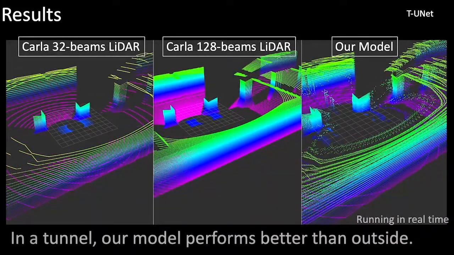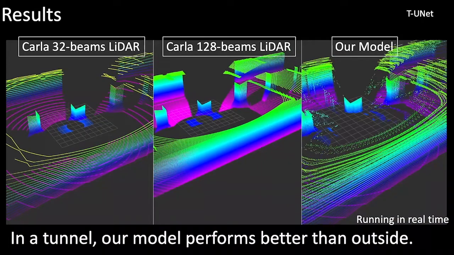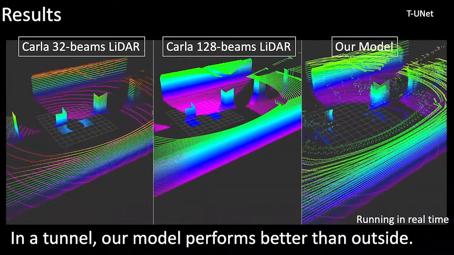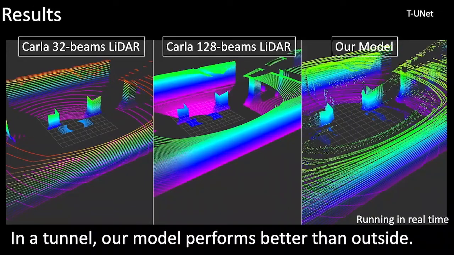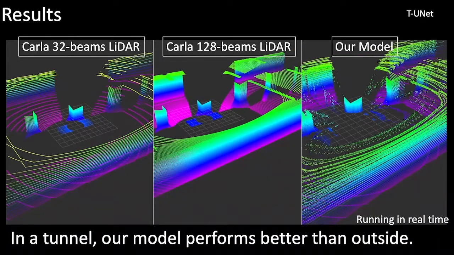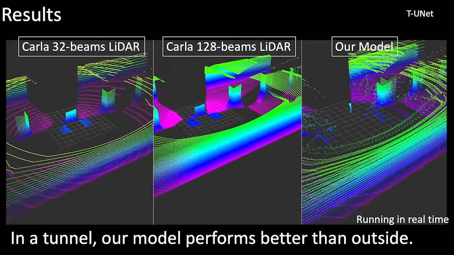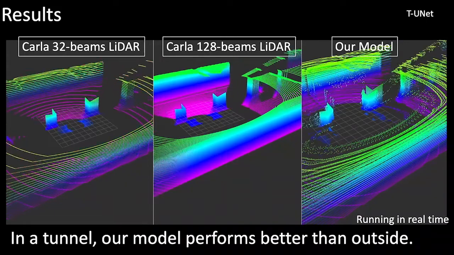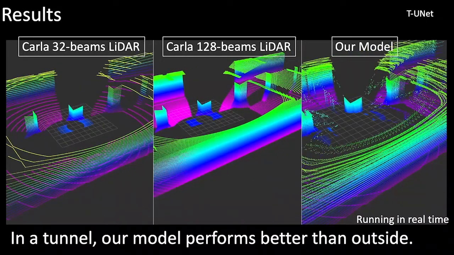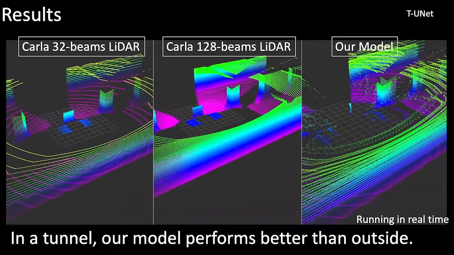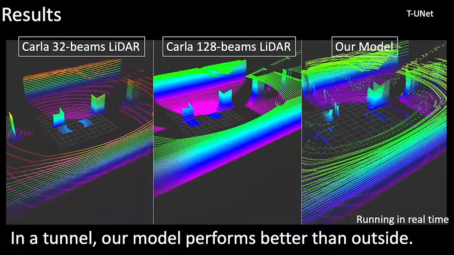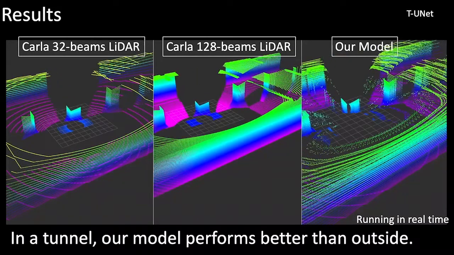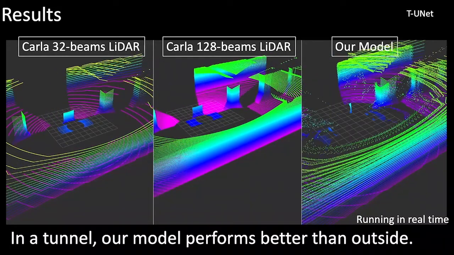These videos also show the test results of the simulation datasets. The scene is inside a tunnel. On the left side is the input 32 laser beams LiDAR point cloud. The middle is the 128 laser beams LiDAR as the ground truth, and the right side is the super-resolution point cloud output by the model. It can be seen that the overall performance on highly structured scenes, such as buildings and tunnels, is better than that of others.